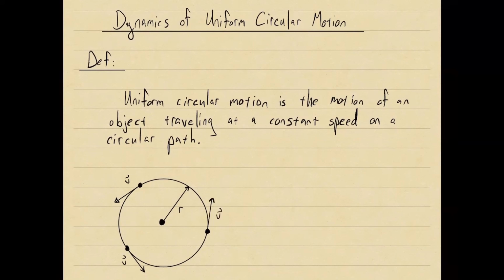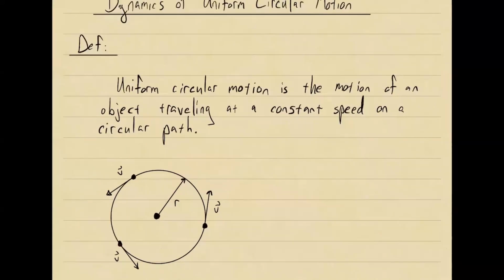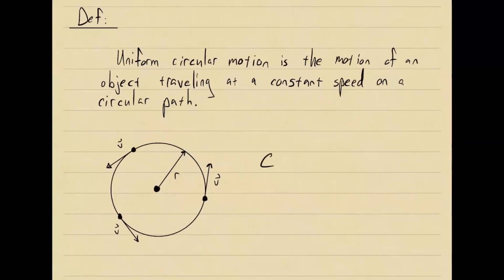Way back in our first week, we talked about average speed. The average speed is the distance traveled by an object divided by the time it takes that object to travel that distance. We can use this to figure out how fast an object is traveling in uniform circular motion. If the radius of the circle is r, like I've shown here, then the circumference of the circle, which I'm going to call c, is equal to 2 times pi times the radius of the circle. That's the distance it takes to go around the circle once.